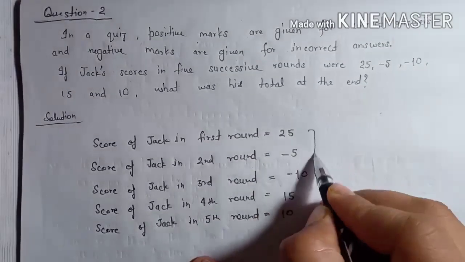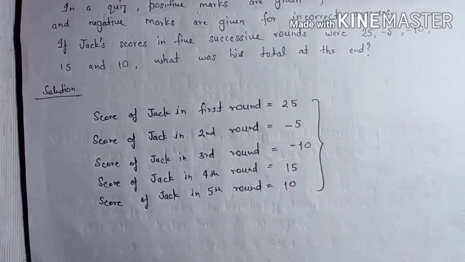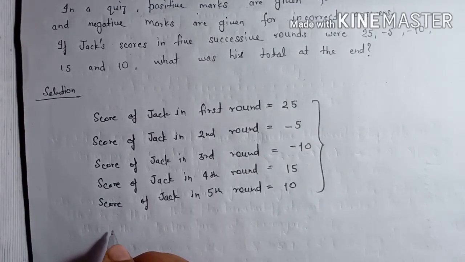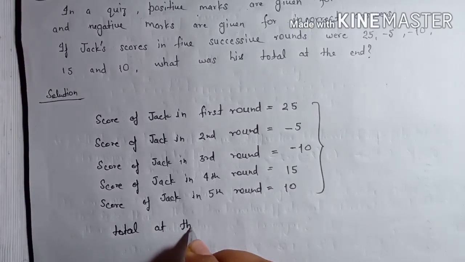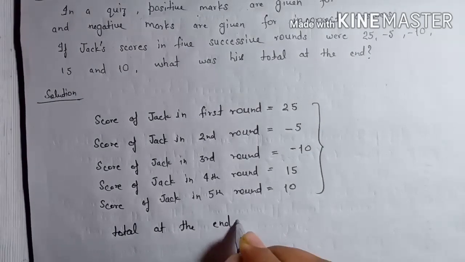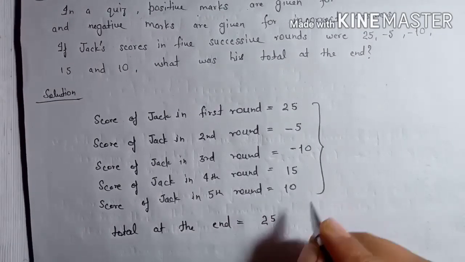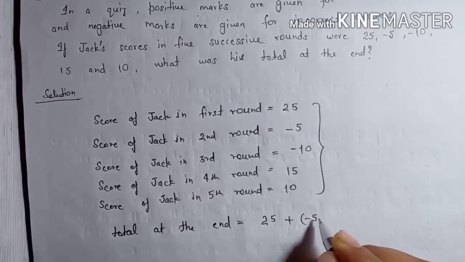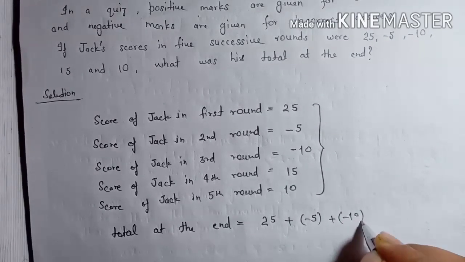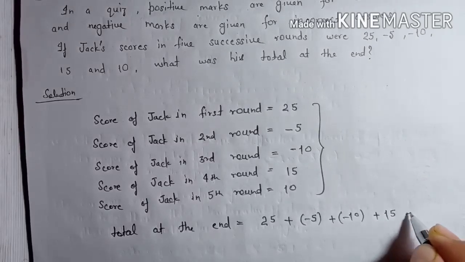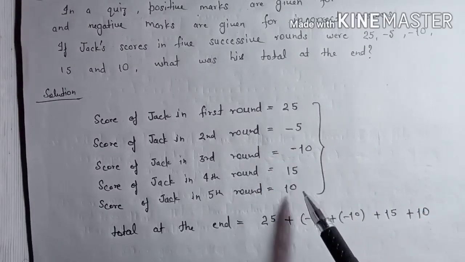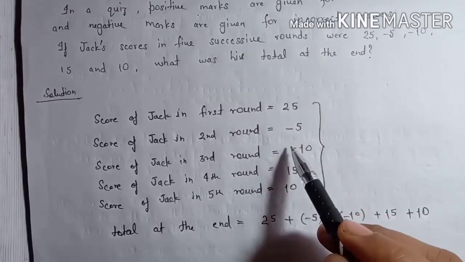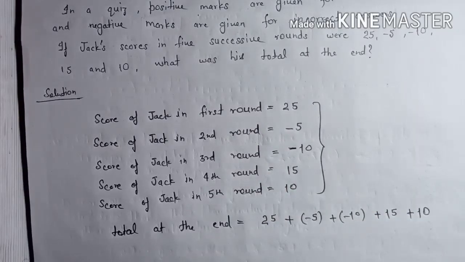Means you have to add these integers. Okay, so right here, total at the end is equal to 25, add this -5, add this -10, add this 15, and add this 10. Every positive integer is for a correct answer, and these negative integers are for incorrect answers. So how to solve this question?